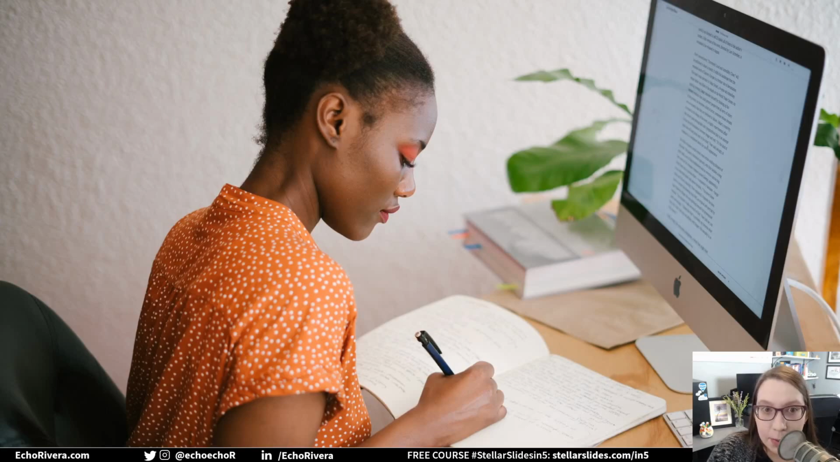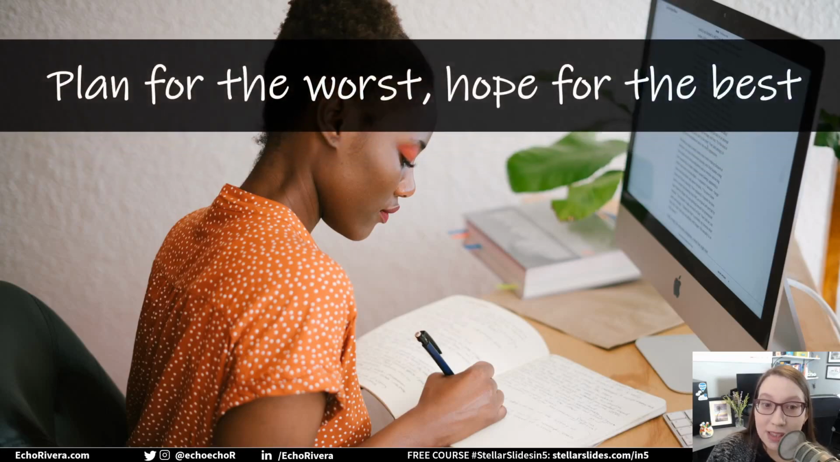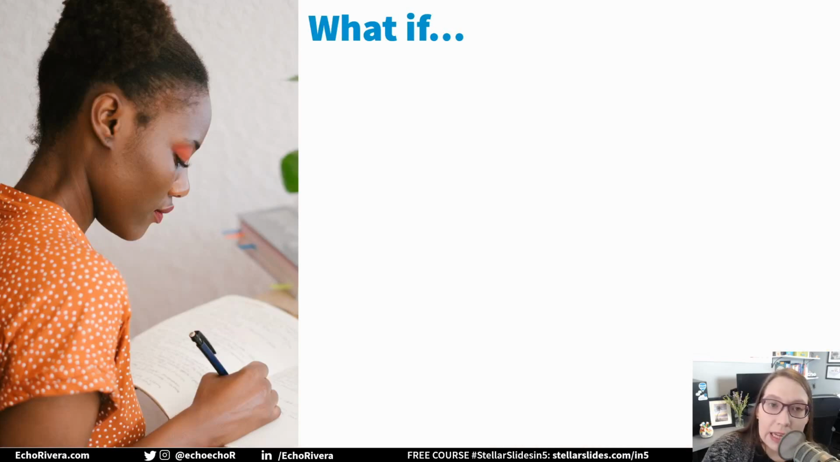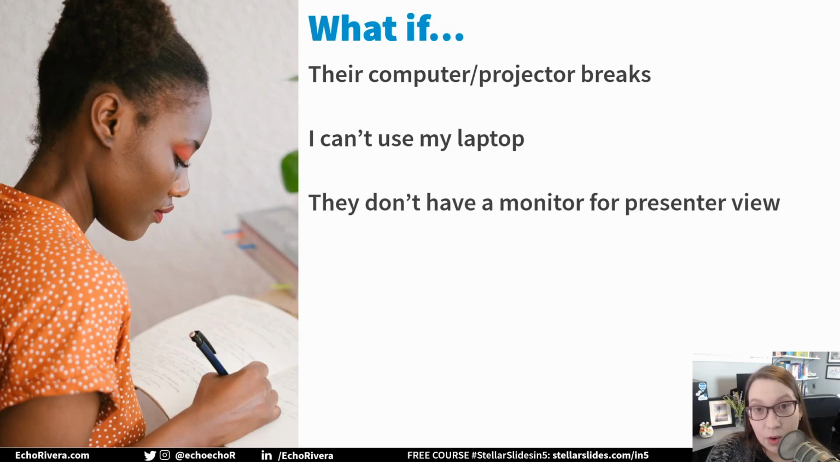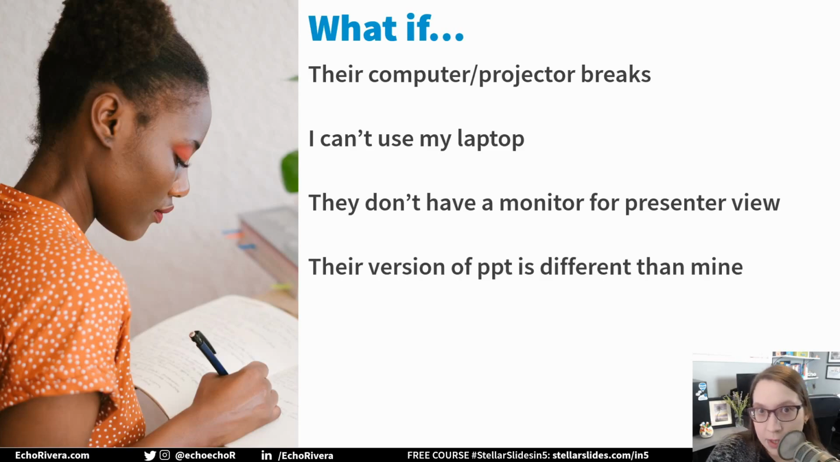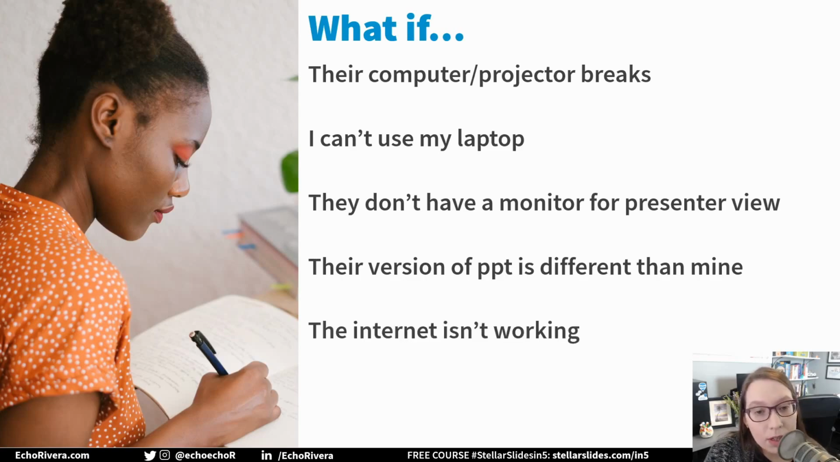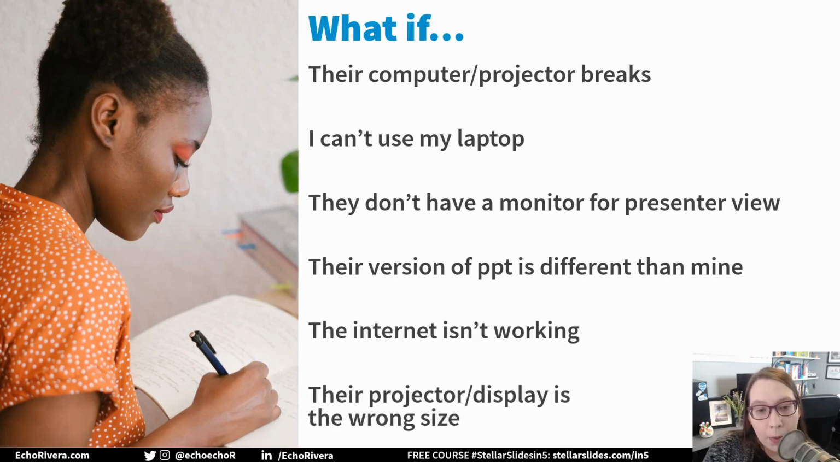All right, another tip is, in terms of tech, plan for the worst and hope for the best. So when it comes to a job talk, you're going to want to think about some things while you're preparing your slides and while you're packing for the job talk. Think about what happens if the computer or the projector breaks. What happens if you can't use your laptop? What happens if they don't have a monitor for the presenter view so you can't see your notes in that view? What happens if their version of PowerPoint is different than yours? What happens if the internet isn't working? What happens if their projector or display is the wrong size?